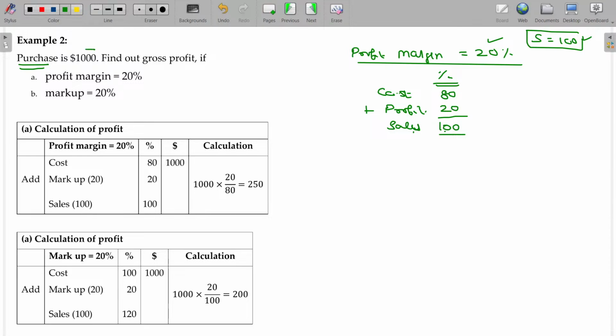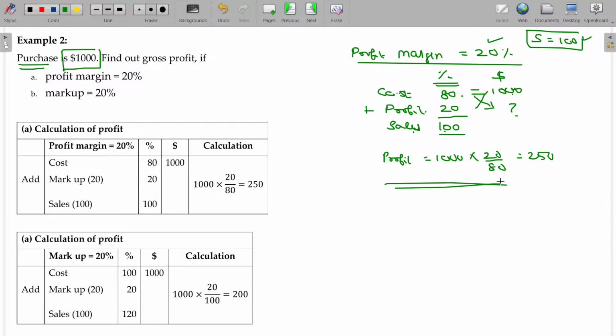Here, we have been given purchases. Purchases is nothing but cost. Means 80 equivalent value is 1000. Here the profit is equal to 1000 into 20 by 80. Then the final value is 250. Clear? 250.